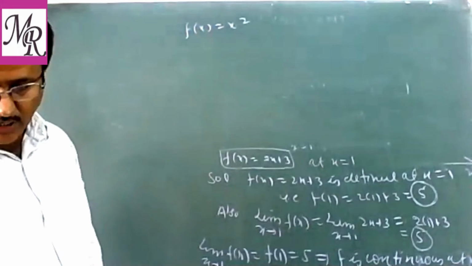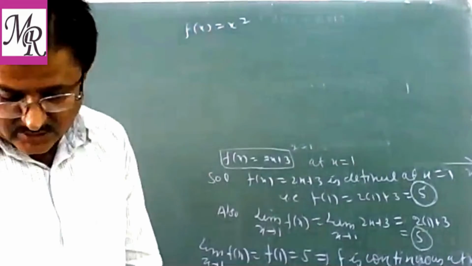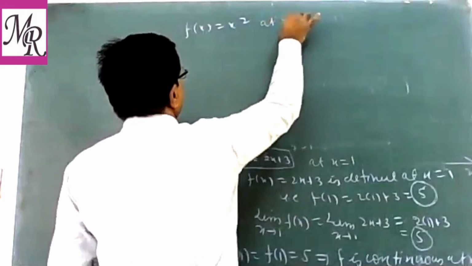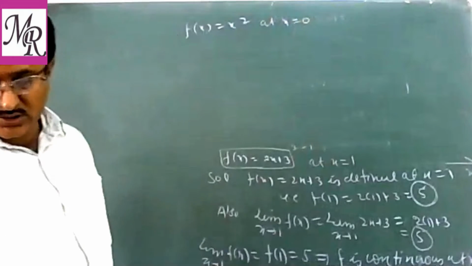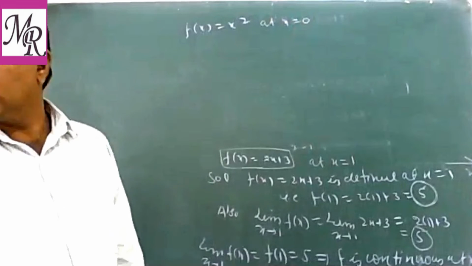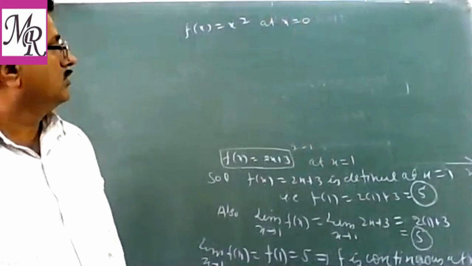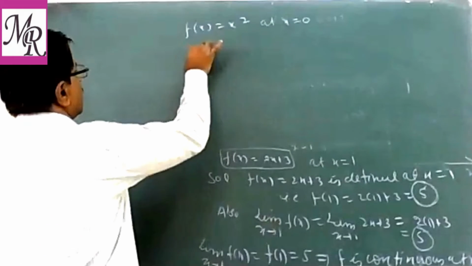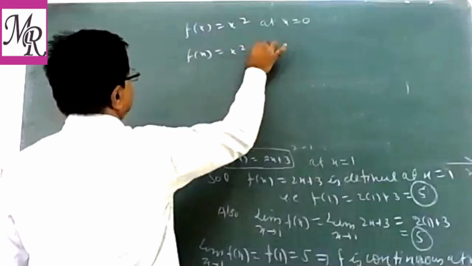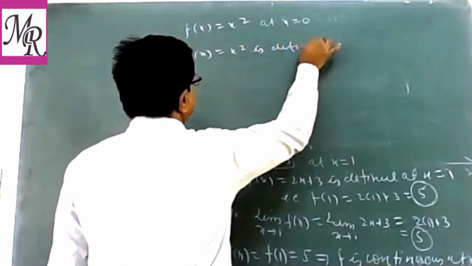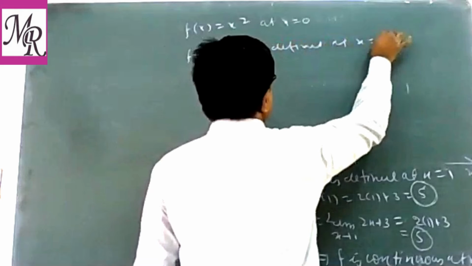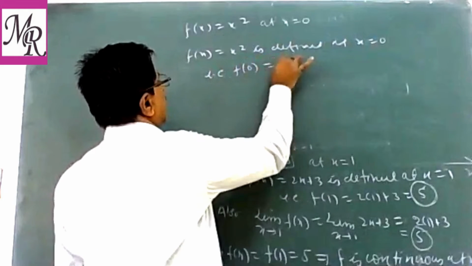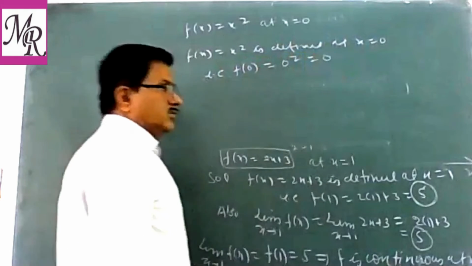f(x) equal to x square is continuous at x equal to t. So here also you can write this function is defined. In solution you write at x equal to 0, that is value of the function at the given point is 0.